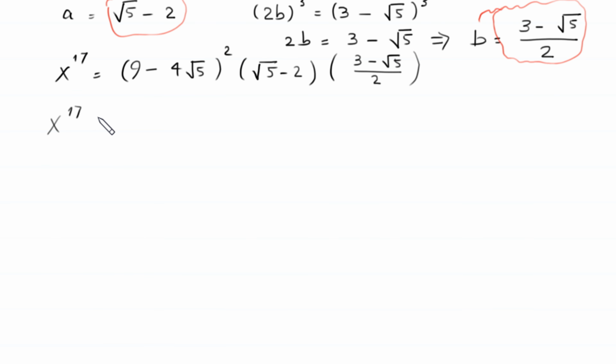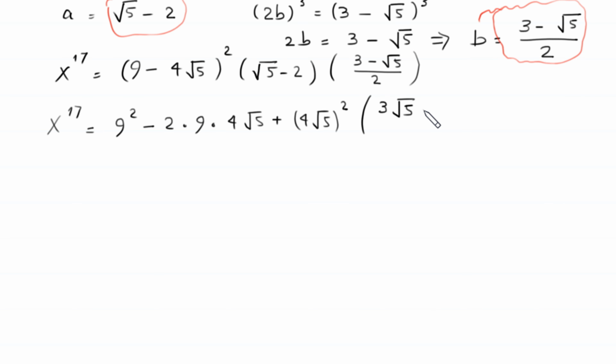Next, x to the power 17 is equal to, this will become 9 squared minus 2 times 9 times 4 times root 5 plus 4 times root 5 squared times, we multiply these two terms, root 5 times 3 will become 3 times root 5, and root 5 times negative root 5 will become negative 5, and negative 2 times 3 will become negative 6, negative 2 times negative root 5 will become plus 2 times root 5, divided by this 2.